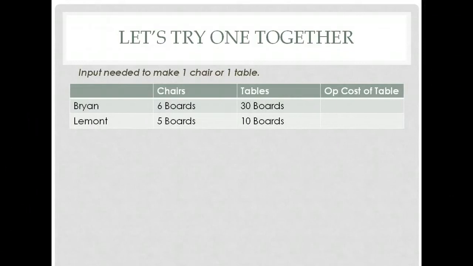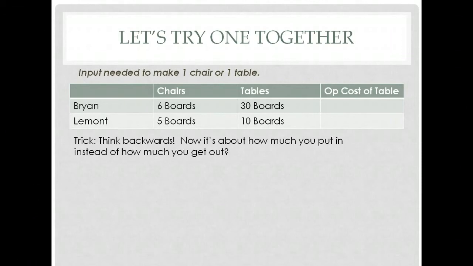So here's a table. We're going to make a chair and a table. And in this case, Lamont needs 5 boards to make a chair, or 10 boards to make a table. And Brian needs 6 boards to make a chair, or 30 boards to make a table. Now, the trick to answering this question is to think backwards. Now it's really about how much you put in instead of how much you get out.